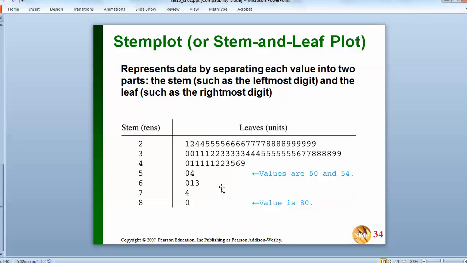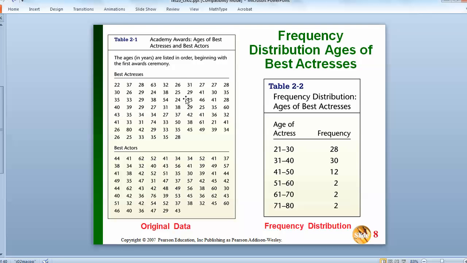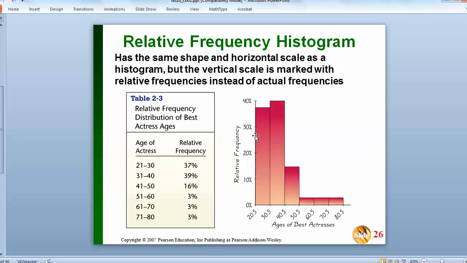I want to focus on how we were summarizing the data, changing it from just a pile of numbers to a distribution, and then we would start to graph that as a histogram. So here's a histogram of the relative frequency for that exact same set of data. And we're starting to see a distribution here, and we're starting to see the younger age actresses getting more awards than the older ones. And there might be a reason for that, and then we start to investigate that.